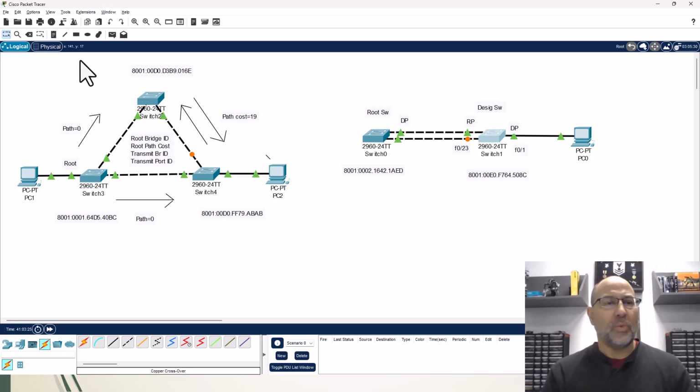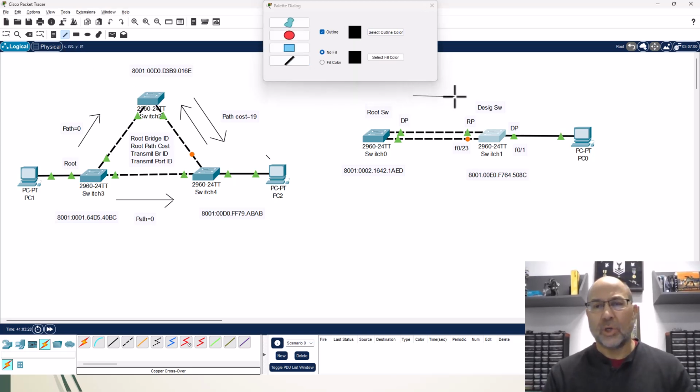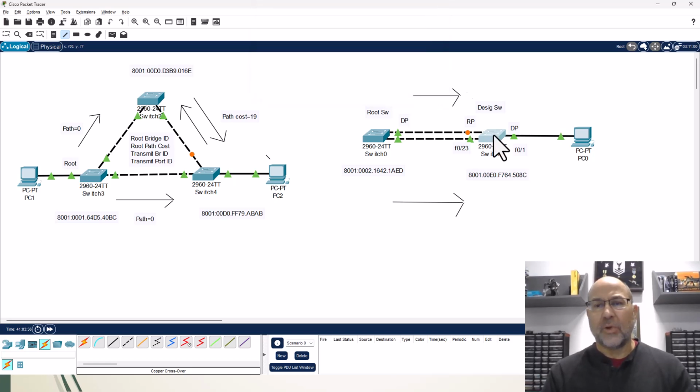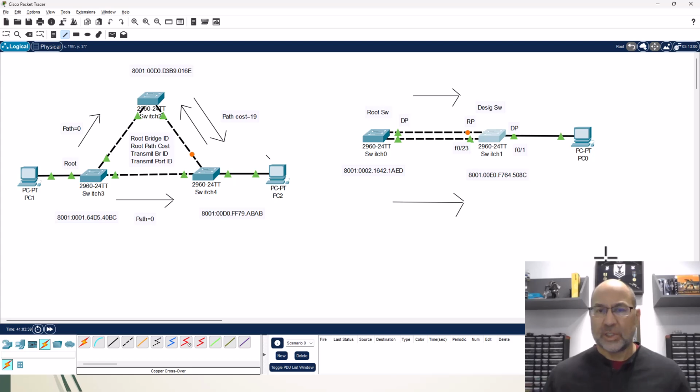Well, we have to imagine that there are BPDUs going down both of these ports towards switch 1. If we were going to compare the BPDUs, because this is how we decide, we would first look at the root ID. Oh, they're the same. They're both coming from switch 0. Okay, what's the path cost? The path cost would also be 0 from both ports. Okay, what's the transmit bridge ID? Aha, it's the same, because again, they both came from switch 0.